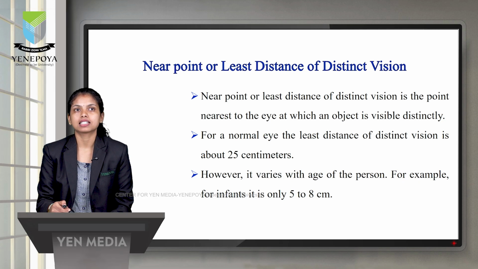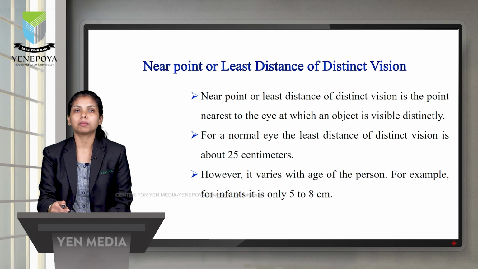Now let us see certain terminologies. Near point, or least distance of distinct vision, is the point nearest to the eye at which an object is visible distinctly. For a normal eye, the least distance of distinct vision is about 25 centimeters. However, it varies with the age of the person. For example, for infants it is only 5 to 8 centimeters.